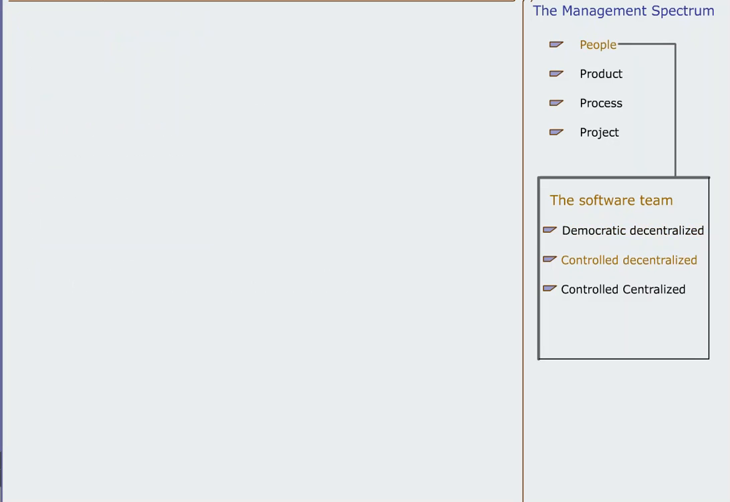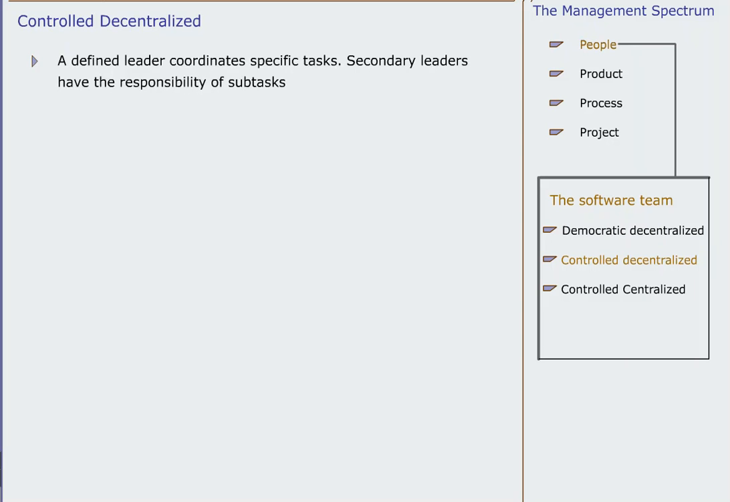Now we discuss the other type of team, that is controlled decentralized. This type of software engineering team has a defined leader and secondary leaders. The job of team leader is to coordinate specific tasks, and the secondary leaders are responsible for subtasks. Problems are solved by the group discussion, but implementation of solutions is partitioned among subgroups by the team leader.